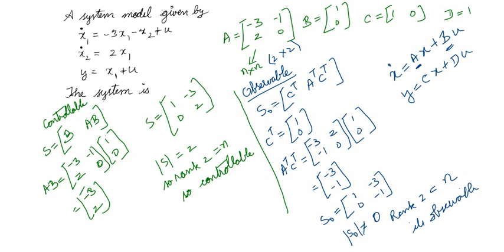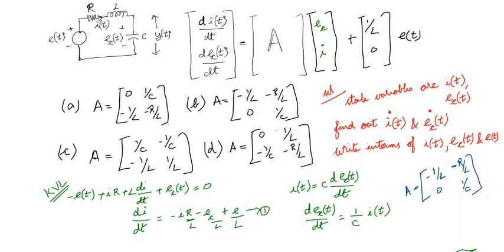Okay. Next. Now look at this problem. In this, the equation is given. They are asking what is A. But here some caution is required. Here I have mentioned di by dt, dEc by dt. Here it is given Ec and I.